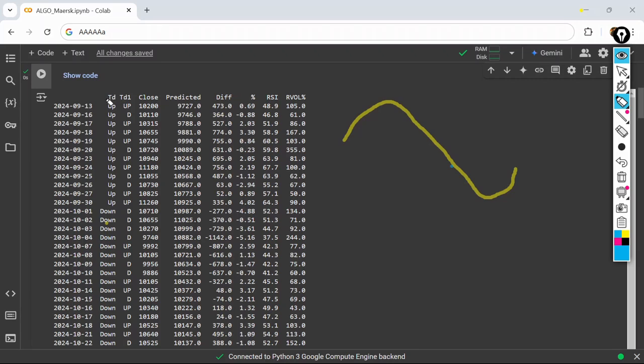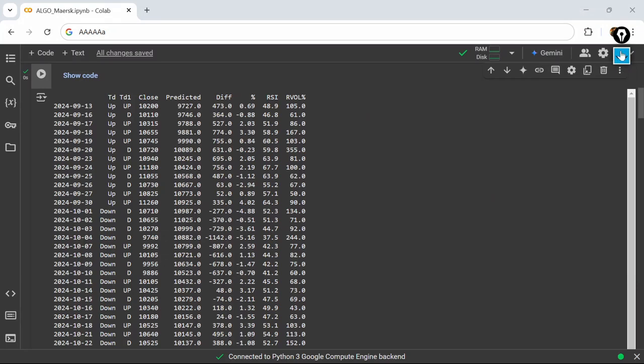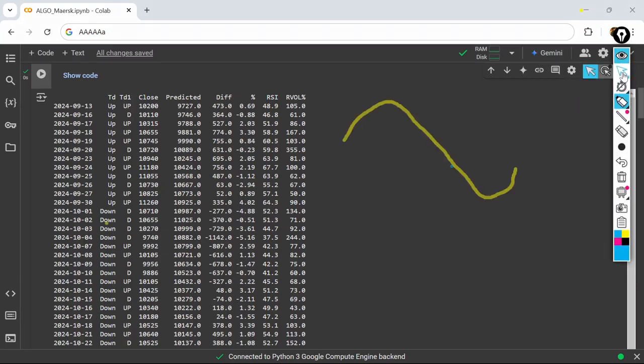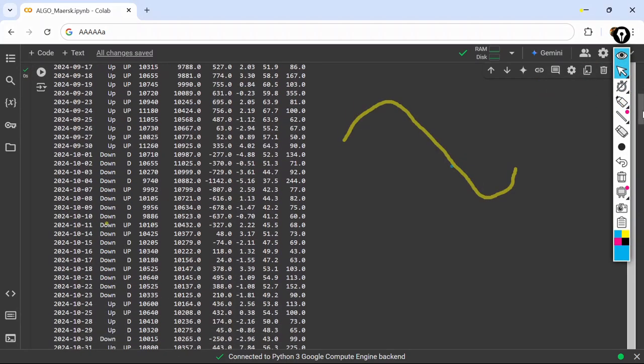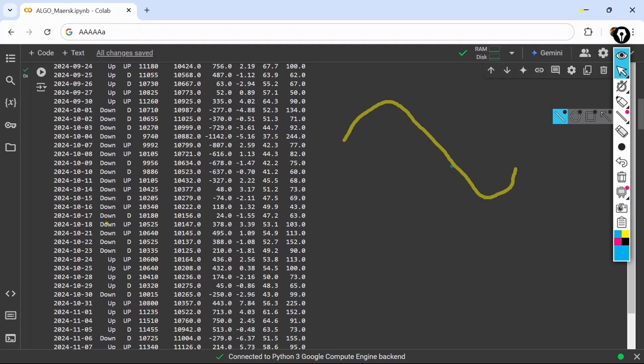So we have this trend direction, it's either up or down. This is the closing price of the stock on a daily basis, and this is the predicted value of the algorithm. And as I discussed, we are only interested in this pattern when the stock is in a downtrend.